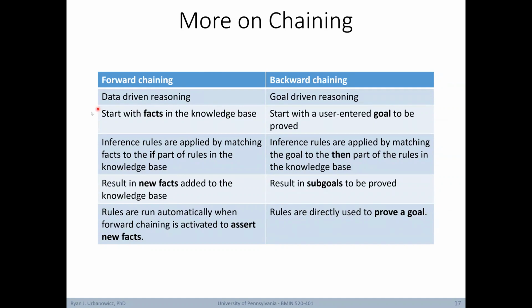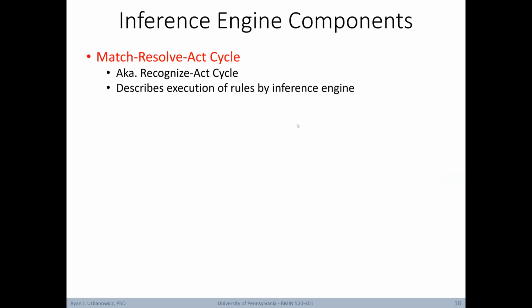Recall briefly that forward chaining starts with facts in the knowledge base. Inference rules are applied by matching the facts to the if part of rules in the knowledge base, and this results in new facts being added to the knowledge base. Differently, with backwards chaining, we start with a user-entered goal to be proved. Inference rules are then applied by matching the goal to the then part of the rules in the knowledge base. This results in sub-goals that still need to be proved. We continue to work backwards to the facts until we can hopefully prove the query. We're now going to take a closer look at the components of the inference engine itself.